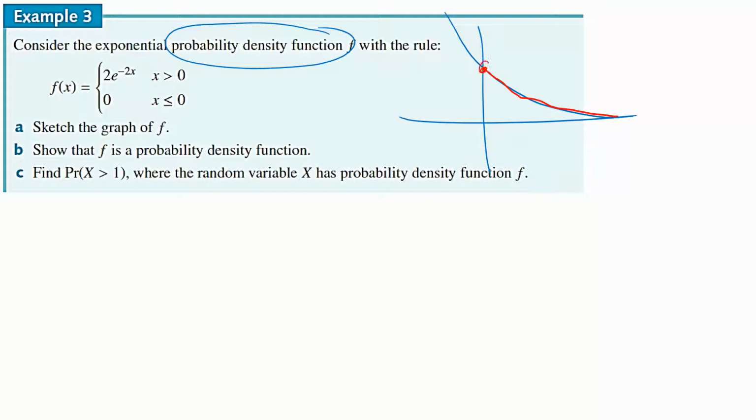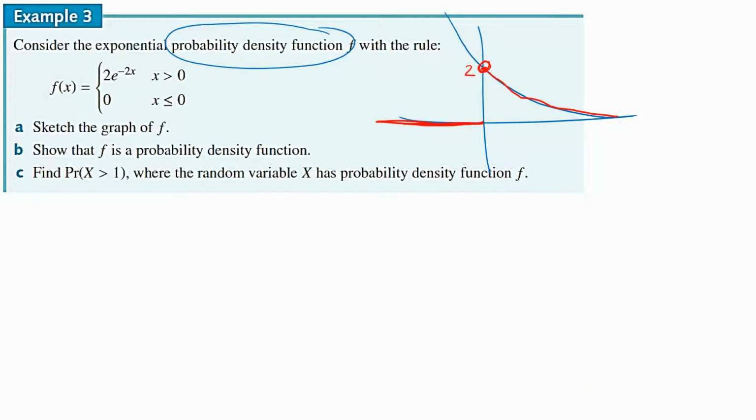That's why it's an open circle here. What's that value? That's when x equals 0. So when x equals 0, you should have 2. So from 2 down, and then anything less than or equal to 0, when x is less than or equal to 0, I should have 0.